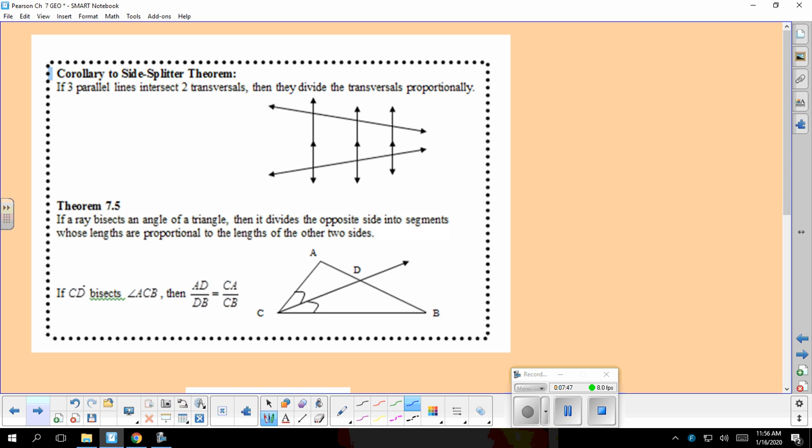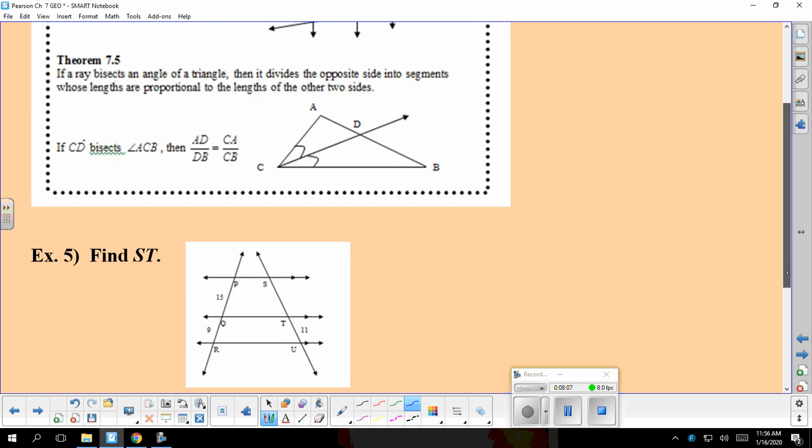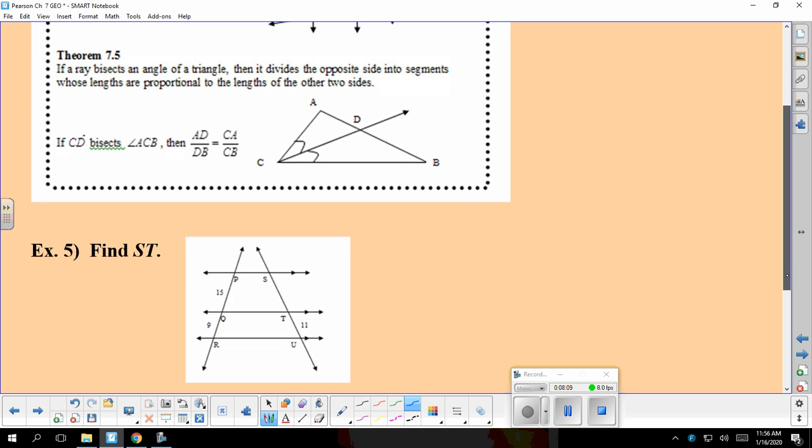Two other ones. So, a corollary to the side splitter theorem: if I have 3 parallel lines intersecting 2 transversals, so I don't even have triangles here, then it divides the transversals proportionally. So let's look at example 5 real quick, and then we'll come back to this second.